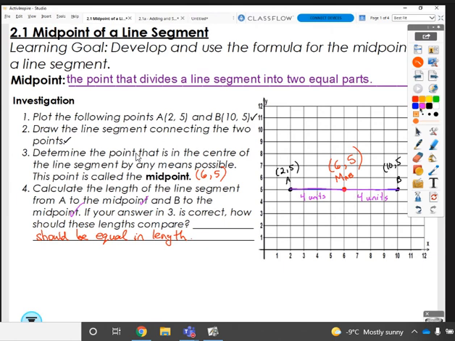Now, what if the line we were given wasn't as pretty or as simple to just count out with our fingers? You can actually count this one out, and we know that that is for sure the midpoint. Now, what I want to ask is, what do you notice about the relationship between the x values in coordinate A and B, and then the x value of the midpoint? Yeah, what do you notice?